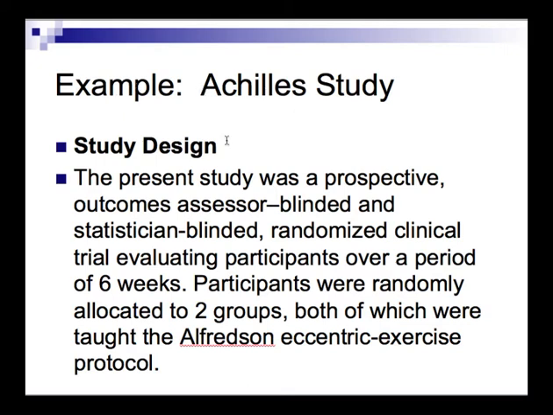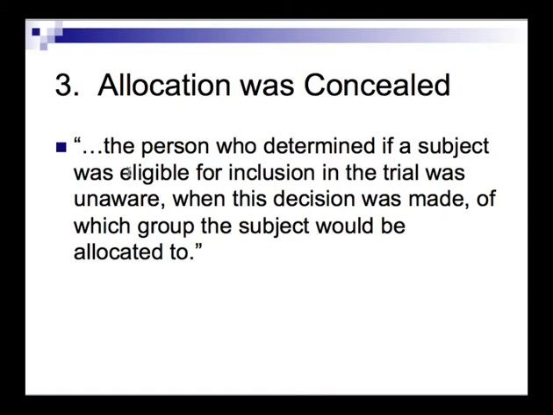We have our Achilles study here, and in the very first sentence of the methods, it spells out that the present study was a prospective, outcomes assessor blinded and statistician blinded randomized clinical trial evaluating participants over a period of 6 weeks. So it's clear that they were randomized into the groups. And here's participants randomly allocated to 2 groups, both of which were taught the Alfredson eccentric exercise protocol. Okay, so we can already know that randomization was part of this study so that it would satisfy that criteria.